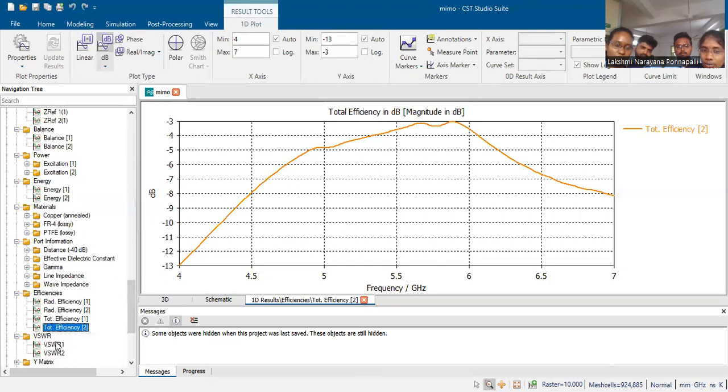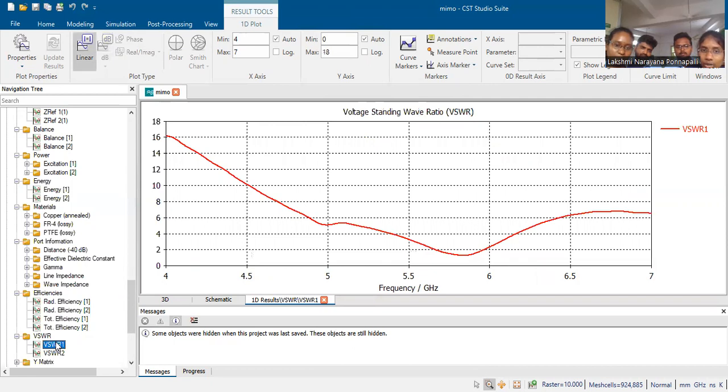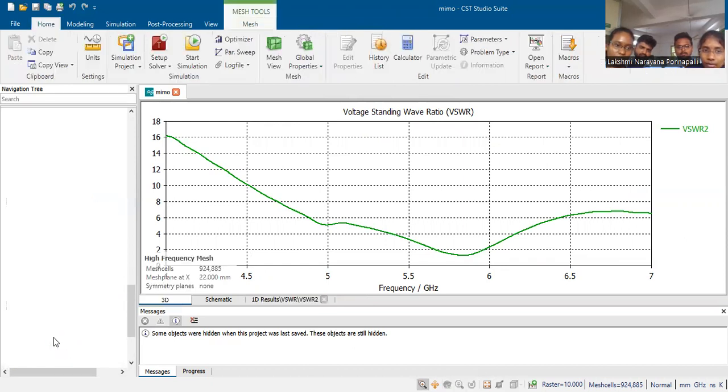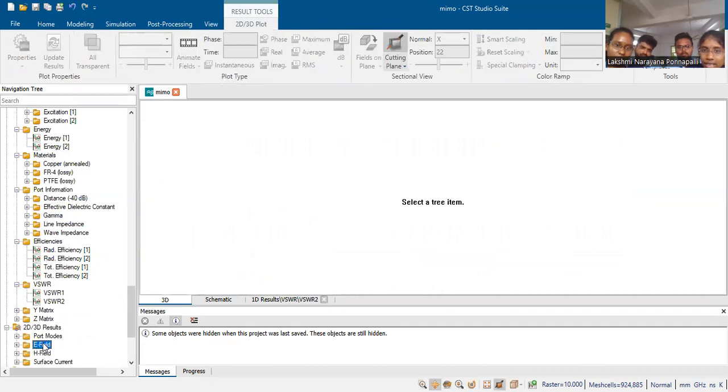This is the VSWR value, which we obtained at port 1 and port 2. This is the VSWR value at port 1, and this is the VSWR value at port 2. We obtain the same value at those two ports. This is the port E field.